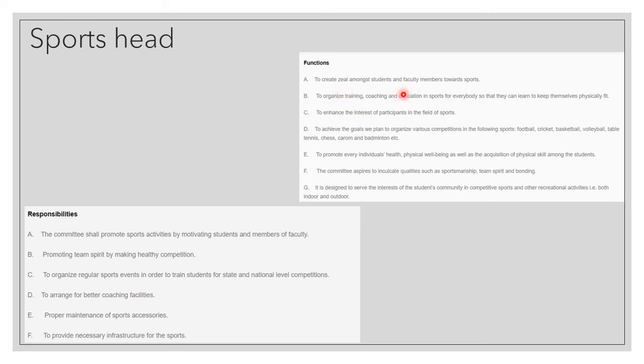The sports head. The main function of the post is to create a zeal amongst the students and faculty members, to organize training and coaching, to enhance the interest of the participants, to achieve the goals that they can plan, to organize various events like cricket, football, volleyball, table tennis, carom, badminton, chess, various indoor and outdoor games, to promote individuals' physical well-being as well as acquisition of physical skill amongst the students. The committee aspires to inculcate qualities such as sportsmanship, learning spirit, and bonding.